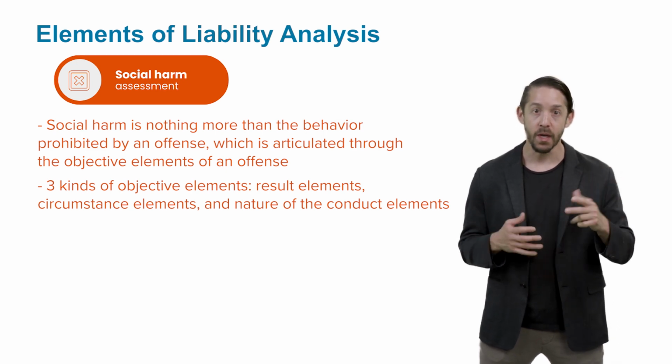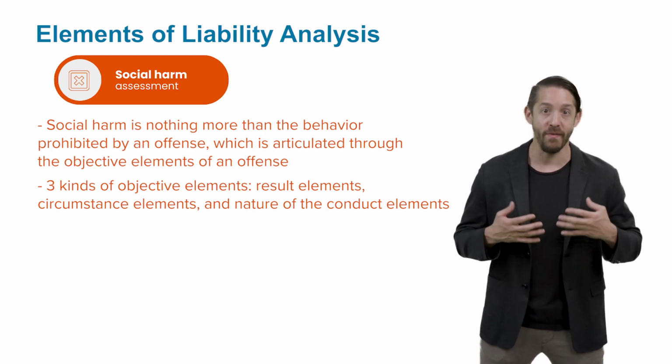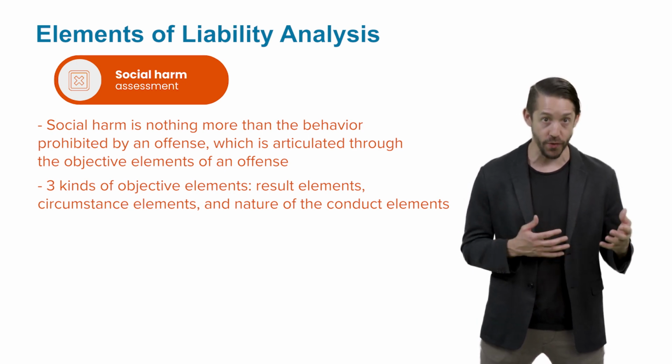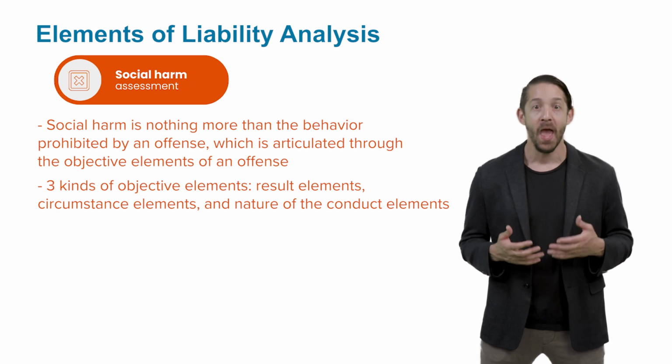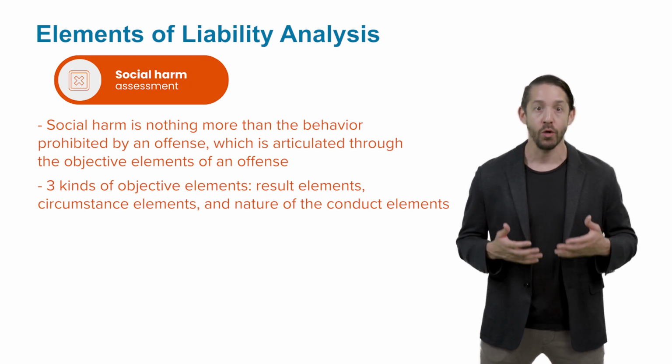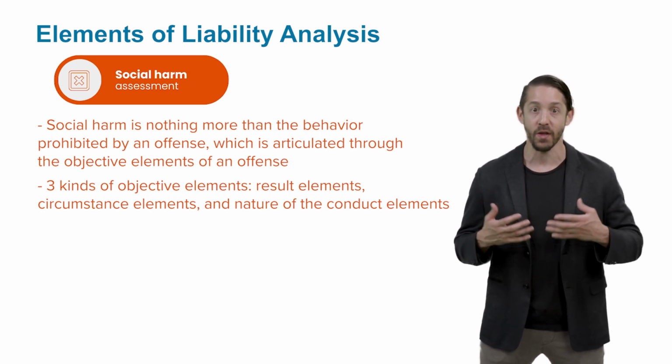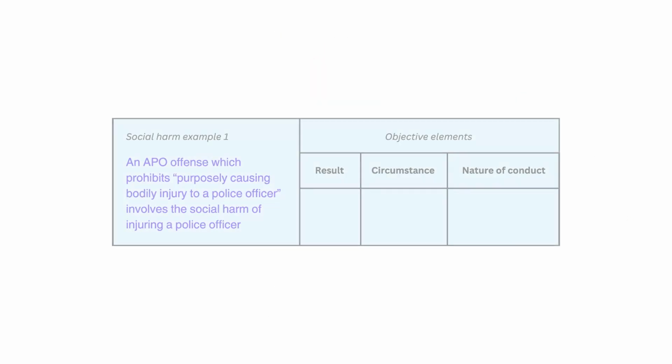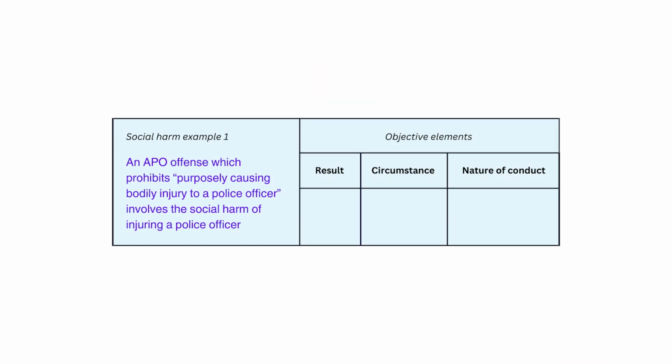elements. As we've discussed, the social harm of every offense includes either a result element or a nature of the conduct element, and then one or more circumstance elements which modify the result element or nature of the conduct element. So for example, an APO offense, which prohibits purposely causing bodily injury to a police officer, involves the social harm of injuring a police officer. This social harm is expressed through 2 objective elements: the result element of bodily injury and the circumstance element of the victim being a police officer.